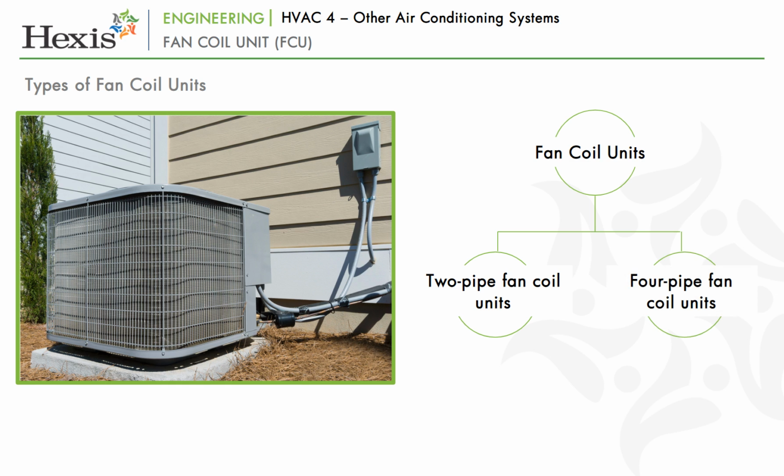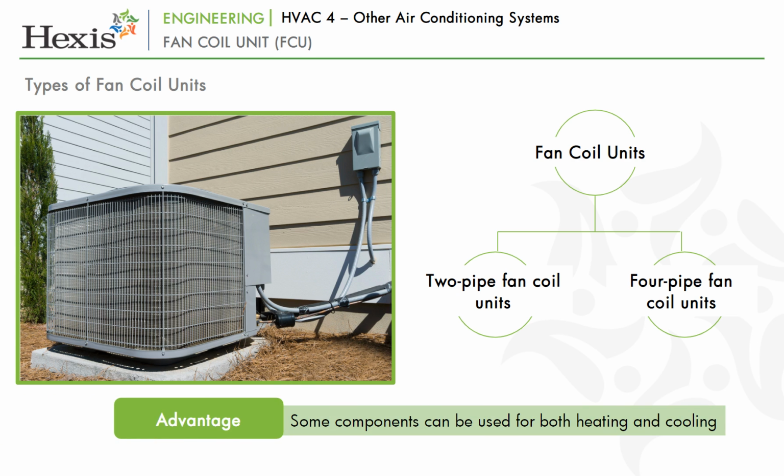4-pipe fan coil units. 4-pipe fan coil units have 2 supply pipes and 2 return pipes. This allows either hot or cold water to enter the unit at any given time. Since it is often necessary to heat and cool different areas of a building at the same time, due to differences in internal heat loss or heat gains, the 4-pipe fan coil unit is most commonly used.